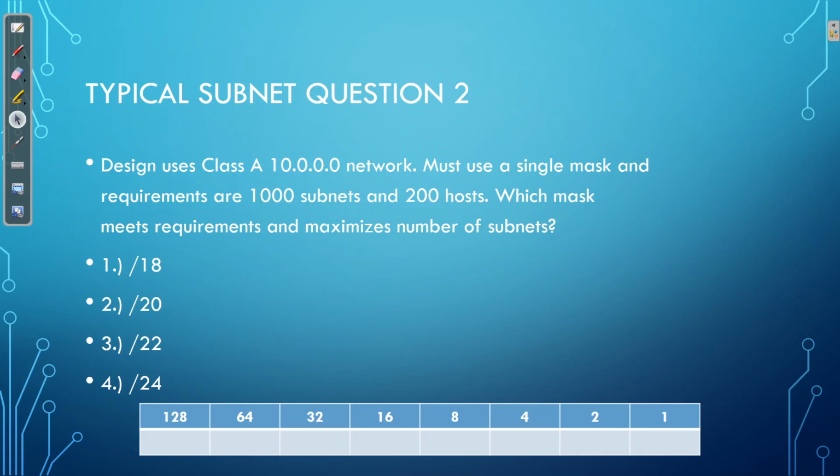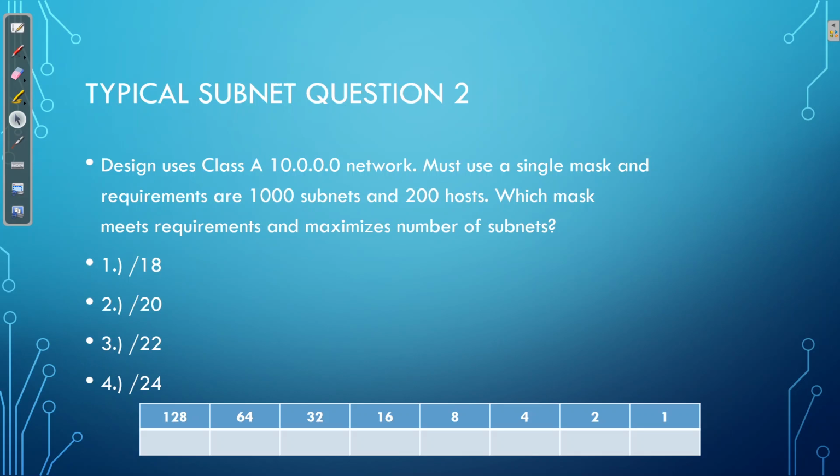Now on to question 2. The design uses Class A network 10.0.0.0. We must use a single mask and requirements are 1000 subnets and 200 hosts per subnet. Which mask meets the requirements and maximizes the number of subnets? So pause the video, try this yourself, and then when you think you've got the answer, play it and we will work through this together.